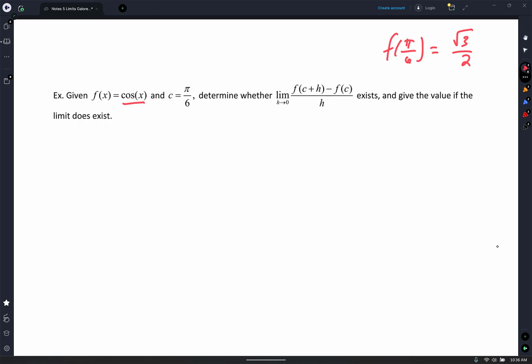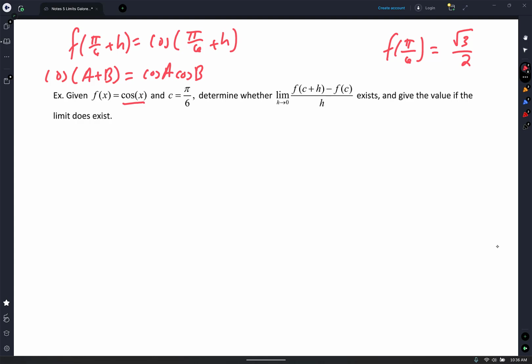And I need to know what f of pi over 6 plus h is. And that one we don't know because we have cosine of pi over 6 plus h. But everyone in here took pre-cal, and that is why we need pre-cal. And we know what cosine of a plus b is, composite argument properties. Do you guys remember that? Cosine of a plus b is cosine a, cosine b, minus. All right, yeah, you guys know. Thank you. I remember memorizing this and being very stressed for that.